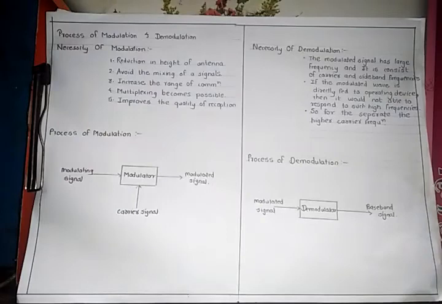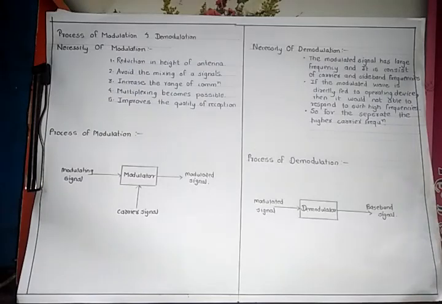So, the process of demodulation is as shown in the figure. The demodulation process is also called the detection process. It is exactly the opposite or inverse process of modulation. It is the process of recovering the baseband signal from the modulated signal, and don't forget the baseband signal is nothing but the modulating signal or the information signal.